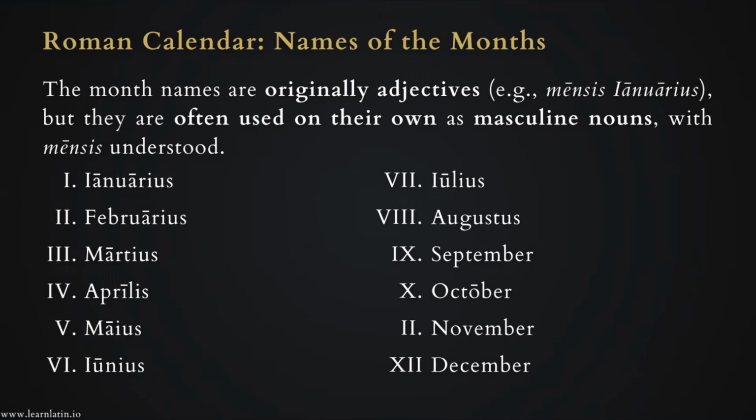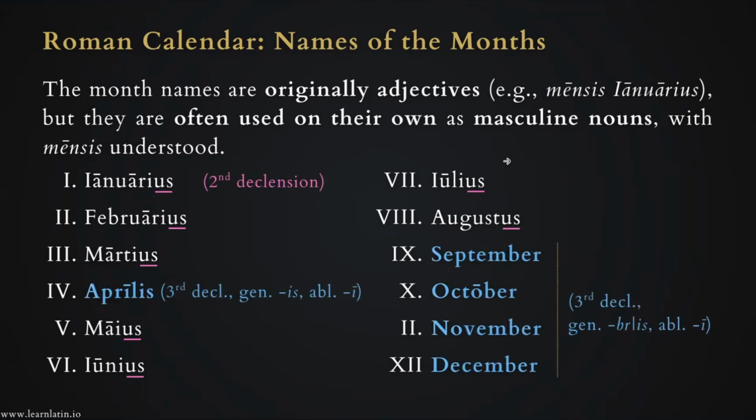What can I tell you about this? Well, not much, except that most of the month names belong to the second declension. Januarius, Februarius, Martius, Maius, Junius, Julius, Augustus. All of these are second declension. So Januarius, genitive, Januari. Februarius, ablative, Februario, and so on.